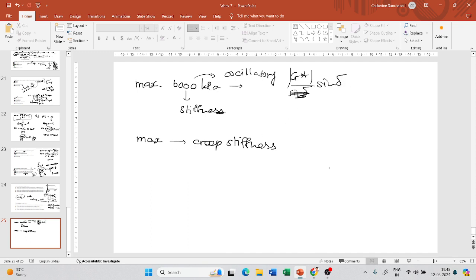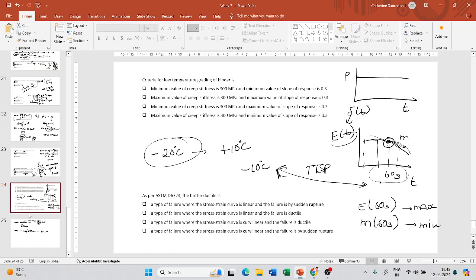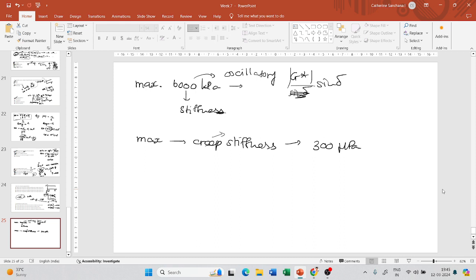Here, since you are subjecting the bitumen to a constant loading, which is a creep load, you are measuring the creep stiffness, and this creep stiffness you are limiting to 300 MPa. Right? So if it is more than this, then the material will undergo low temperature cracking. And also they are using one more value, which is the slope. They say that this slope has to be a minimum value.